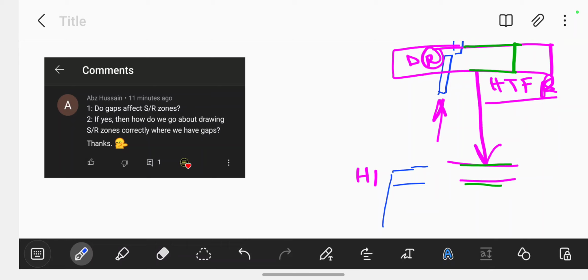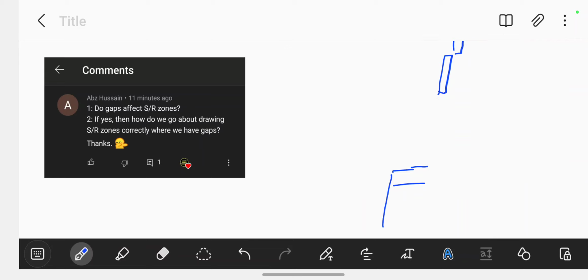Yes, in terms of how you draw your support and how you draw your resistance, you still draw it the same way. I'll show you on your chart. It's just that what you need to keep in mind is that when everything is pointing up and you have a zone that gives you a gap, that zone is going to be weighing more than a zone that didn't give you a gap.